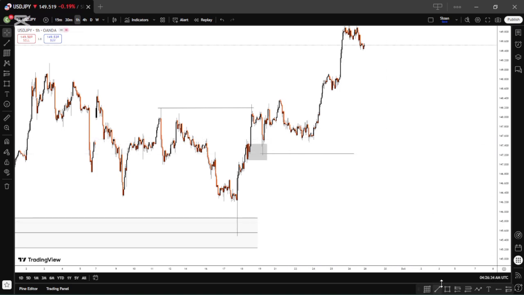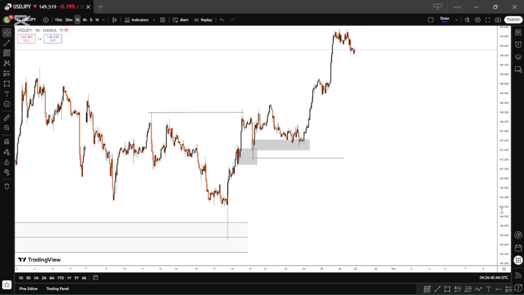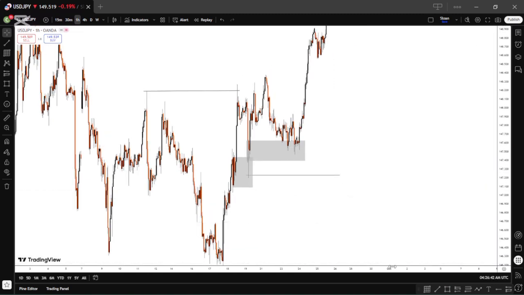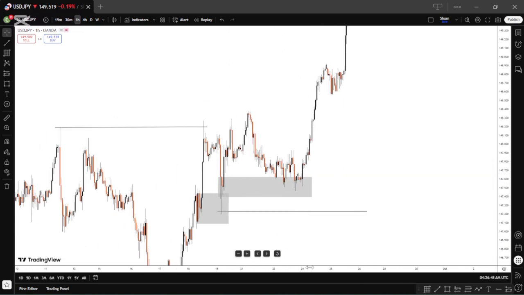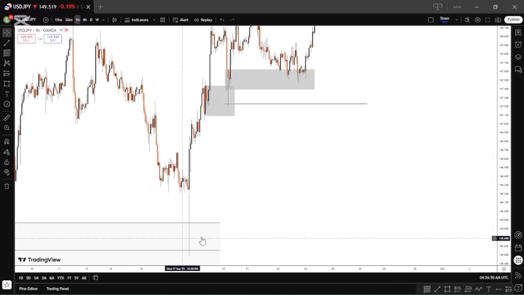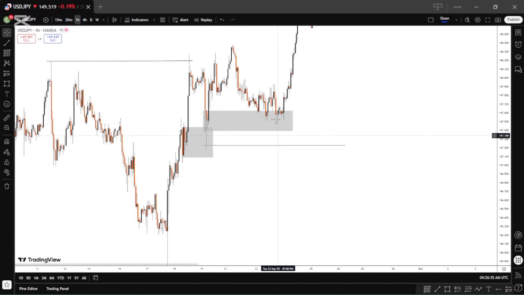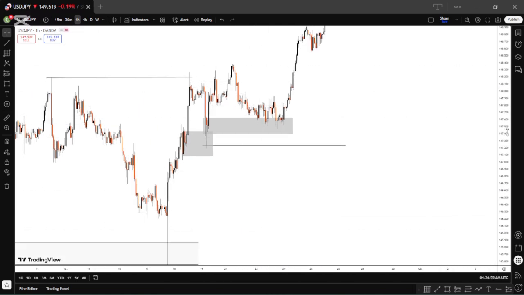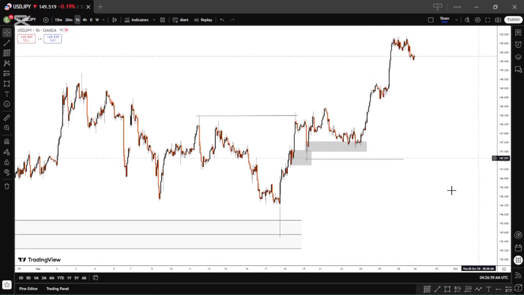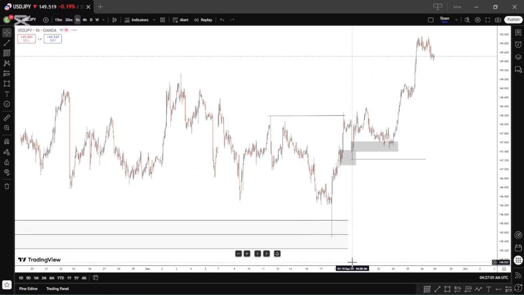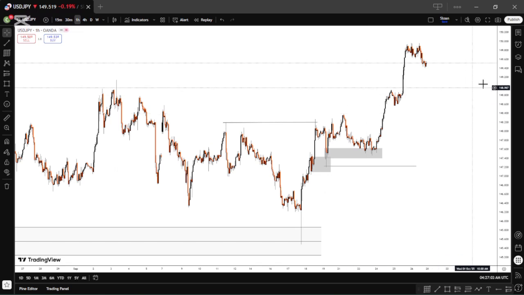So where I'll be looking to take my entries is from this zone, this particular POI after the inducement. That's where I'll be looking to take my entry, from this particular POI after the inducement. And as you can see, it's true I didn't get the whole move from here, but then I got in here.